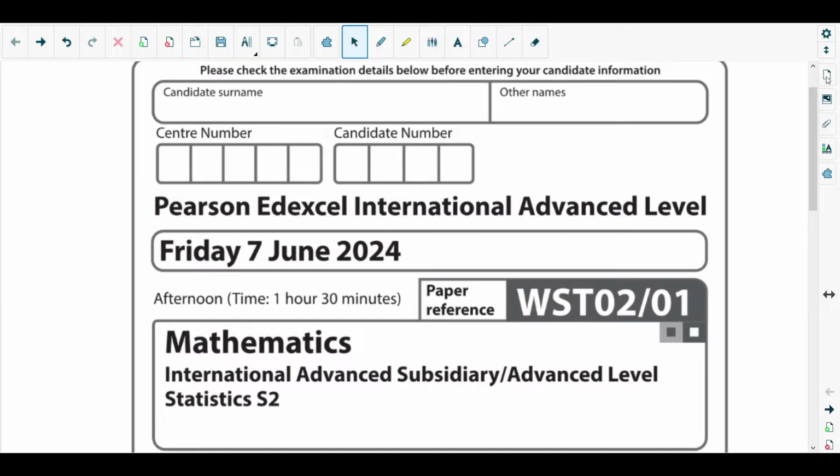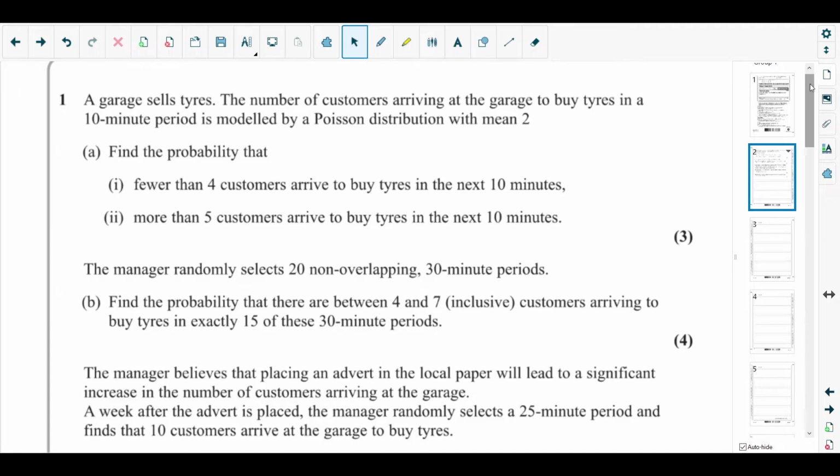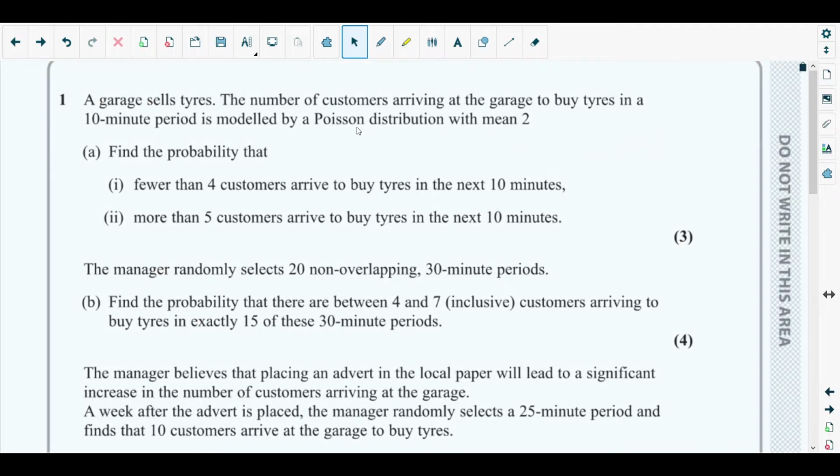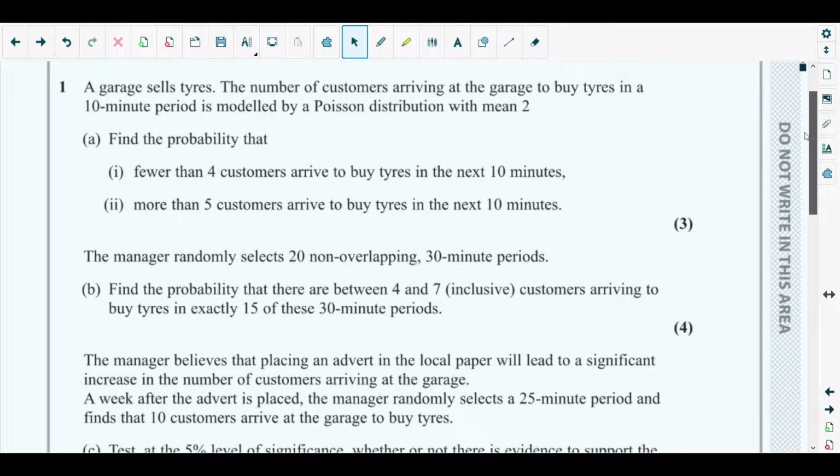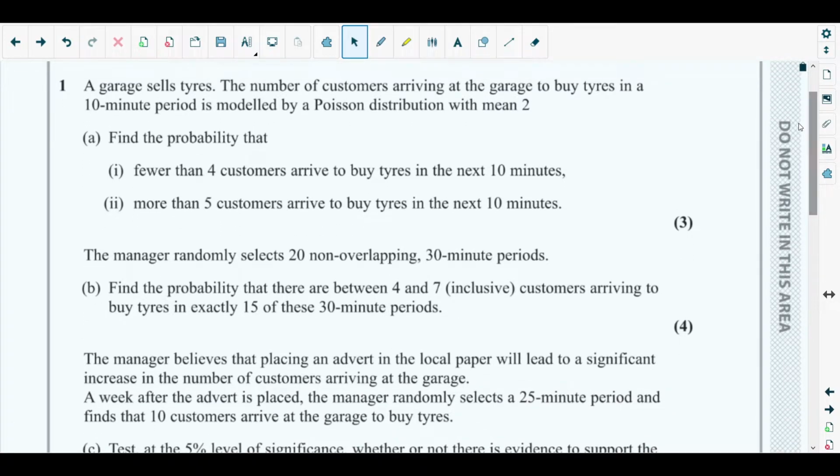So let's get started. Okay, so the first question, number 1. If I give a review on question number 1, it is a mixture of different concepts. You should have an idea about Poisson distribution, binomial distribution, approximations, and also hypothesis testing. So this is a combination of concepts from 4 of the chapters. I'm talking about the whole question.